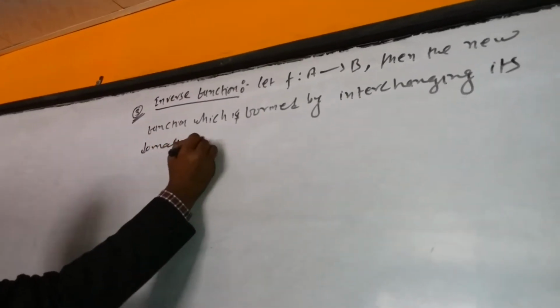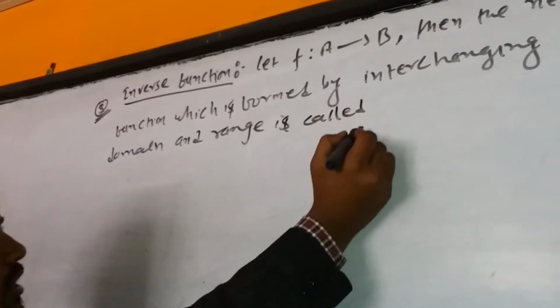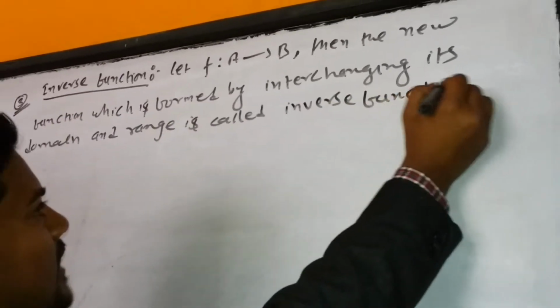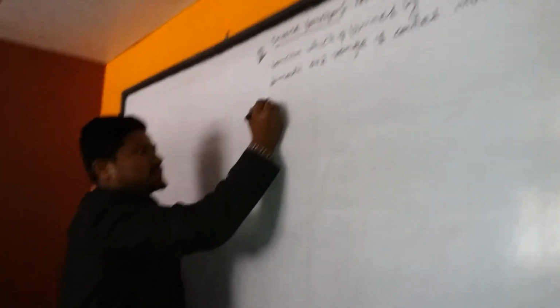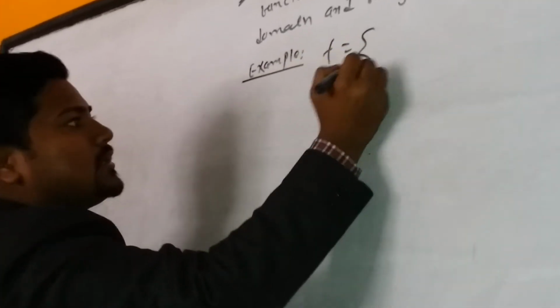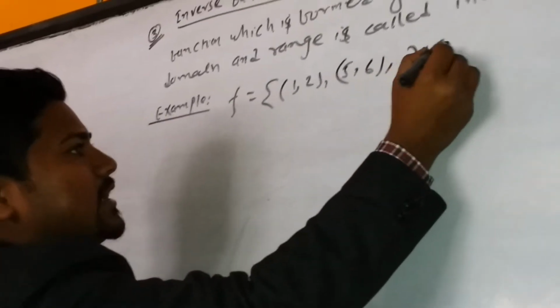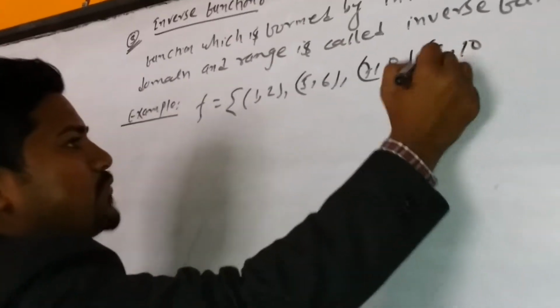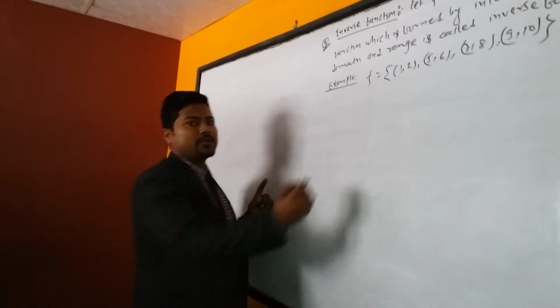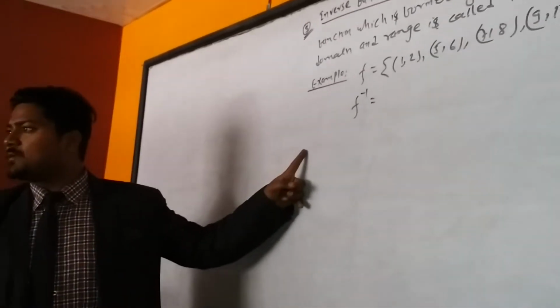Interchanging its domain and range is called the inverse function. Let's take one example. Suppose any function is given like this: 1, 2, 5, 6, 7, 8, 9, 10. This is the function given. So how do we find the inverse function? We write the symbol f inverse. This is the inverse function symbol.